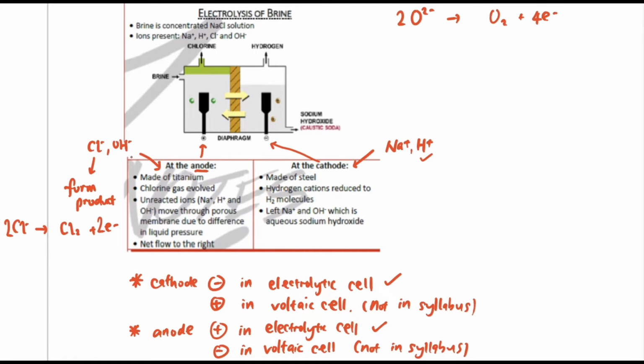And now you see this one has been used to form chlorine. This one has been used to form hydrogen gas. So what remains is OH minus and Na plus. These two remain in the electrolyte. So that's why, in the next point, you can see left Na plus and OH minus, which is aqueous sodium hydroxide. So at the end, the electrolyte is alkaline. Sodium hydroxide is alkaline, so from NaCl, which is neutral, it becomes alkaline after a while.